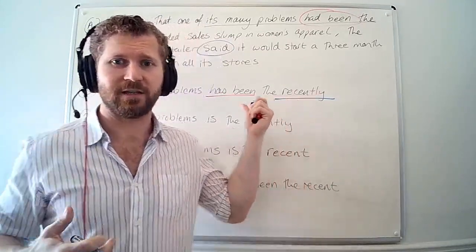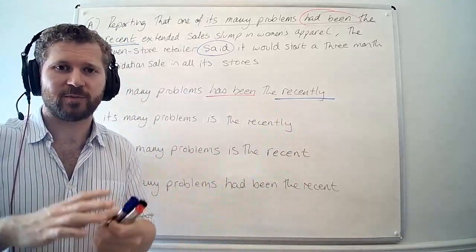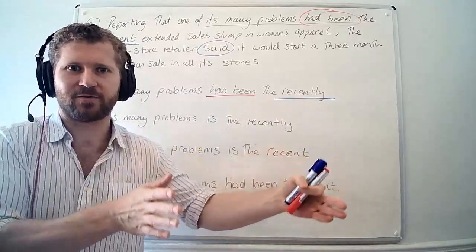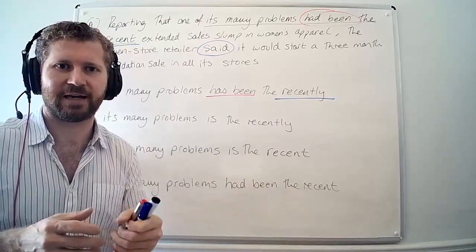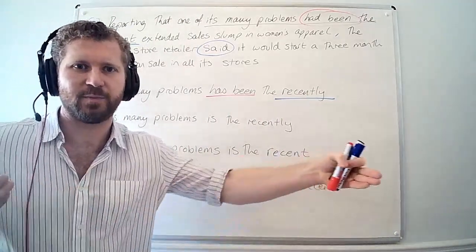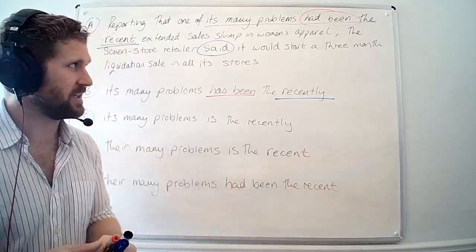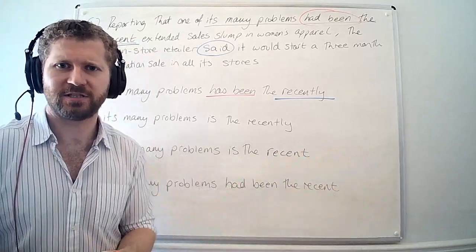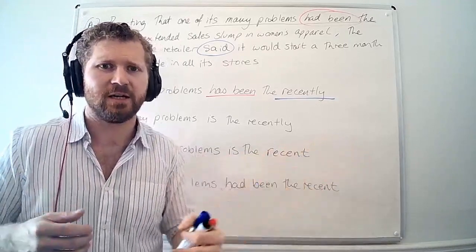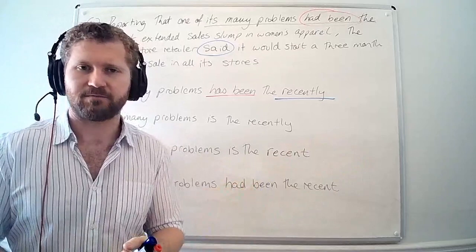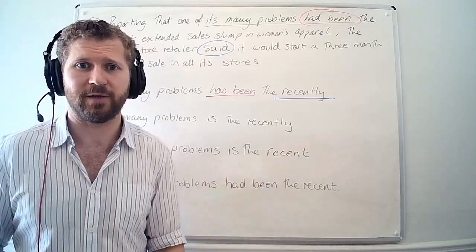Changing that to recently, as we've got in B, changes the meaning slightly. Now we go from a sales slump that was long and in the relatively near past to a sales slump that has in the relatively near past been extended, been lengthened. And if you think about what this sentence is trying to say, it's not saying that. We're not saying that this sales slump was recently extended. We're just saying that it happened relatively close in the past and it was quite long. The company's struggling a bit.